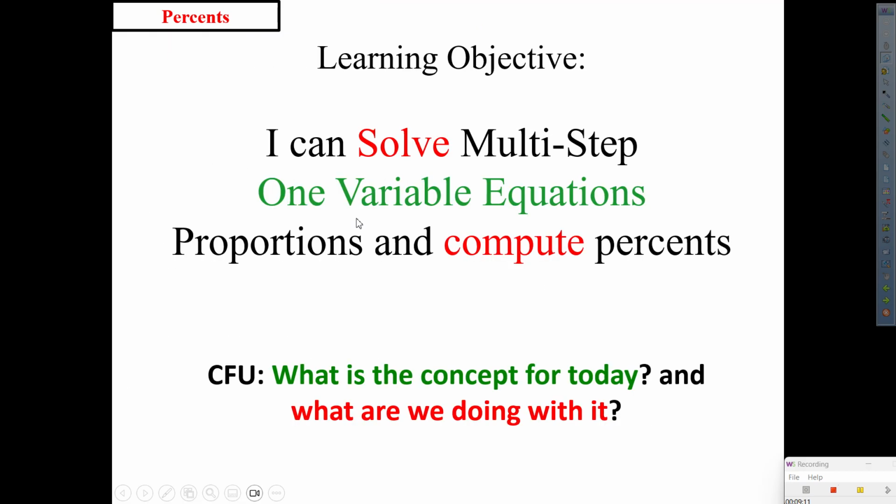You do not need a Frayer model. Just copy the agenda. The objective, and it reads, I can solve multi-step one-variable equations, proportions, and compute percents. Copy that. I'll give you a minute. Set up. Once again, you don't need the big box.